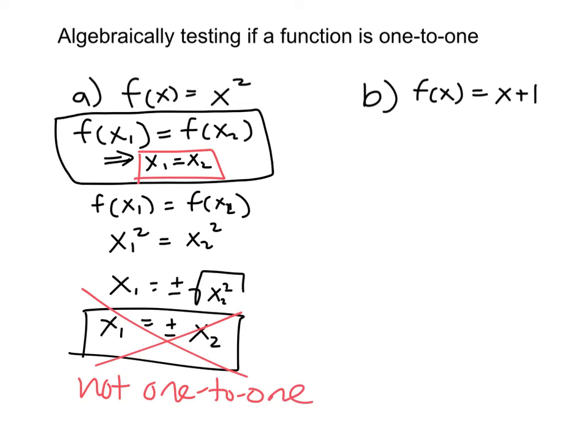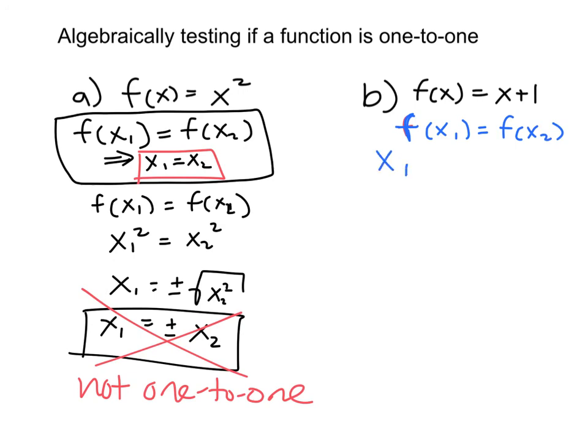All right. Let's go ahead and do the next one. Let's do this example for B. Same situation. I'll write it in blue, actually. So f of x1 equals f of x2. Let's see if x1 and x2 equal each other. If they do, the function is one-to-one.